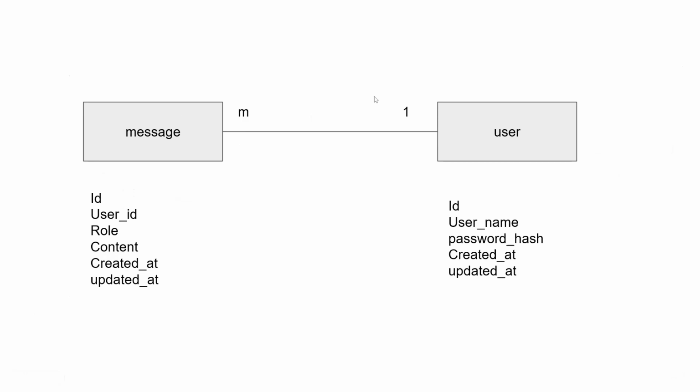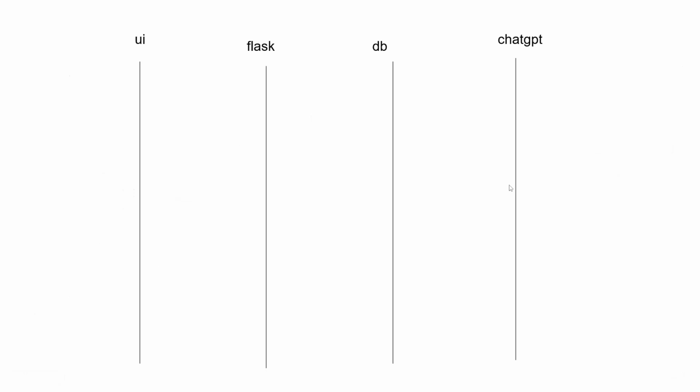Now let's talk about how I integrated with ChatGPT. I'm going to show you a sequence diagram of how the chat endpoint works. The UI is going to make a POST request to the Flask server. From there, the Flask server is going to retrieve messages from the database, and the database is going to return the message history back to the Flask server.